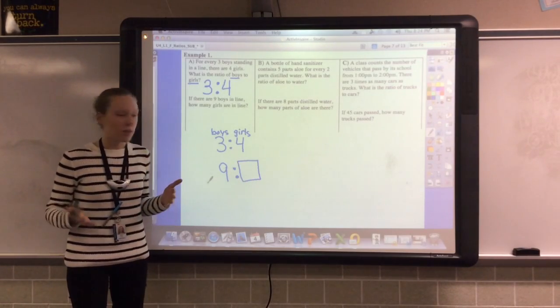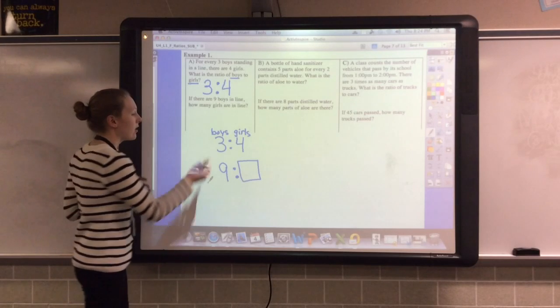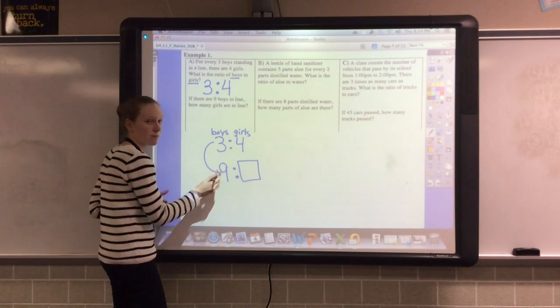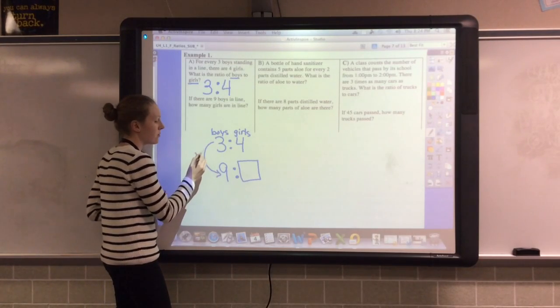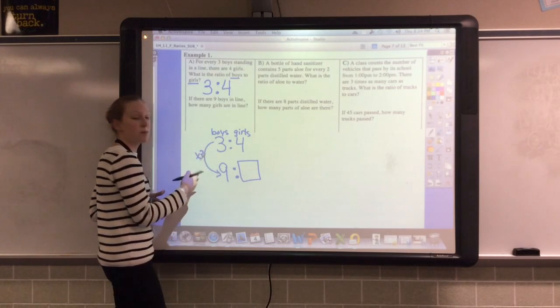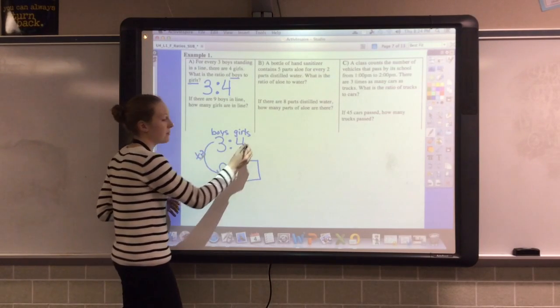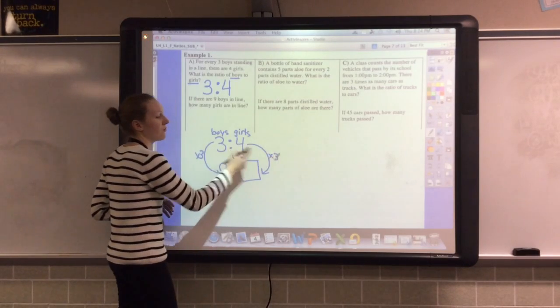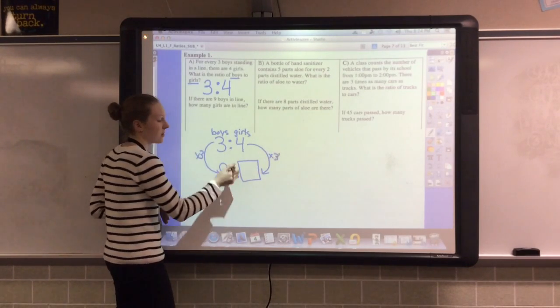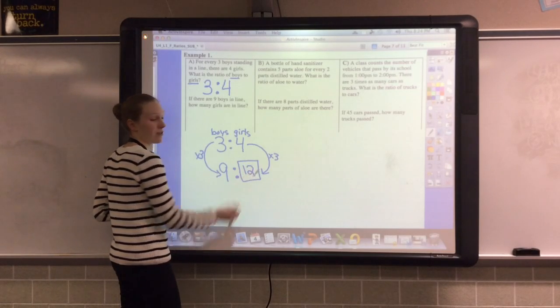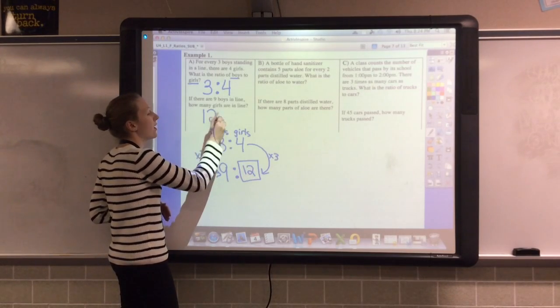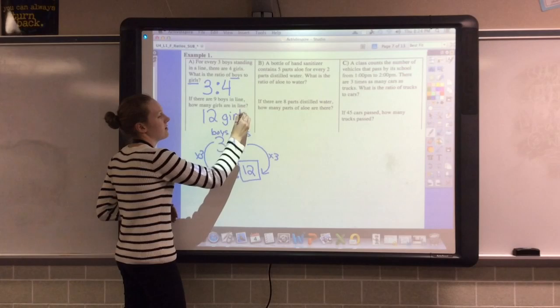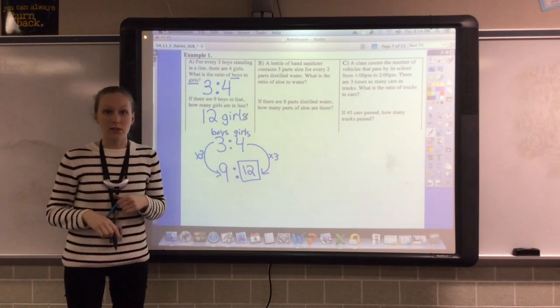And we need to figure out if this ratio is going to stay the same, what does that new girls number have to be? So ask yourself, how do you get from 3 to 9? Right? We have to multiply by 3. If we're going to multiply this one by 3 in order to keep it the same, we have to multiply the girls number by 3 also. So 4 times 3, my final number is going to be 12 for that new ratio. So there are 12 girls in the line if there are 9 boys.